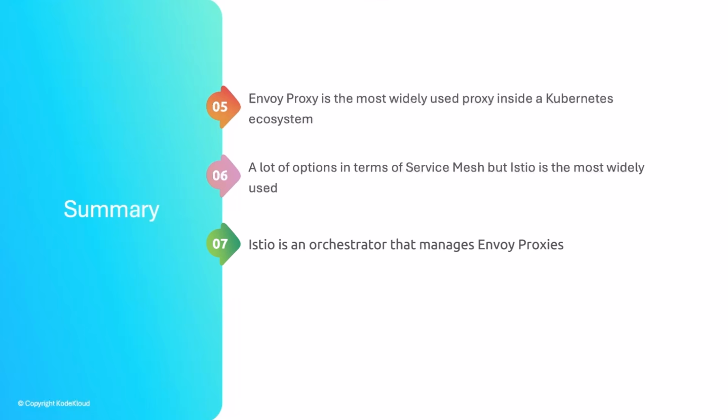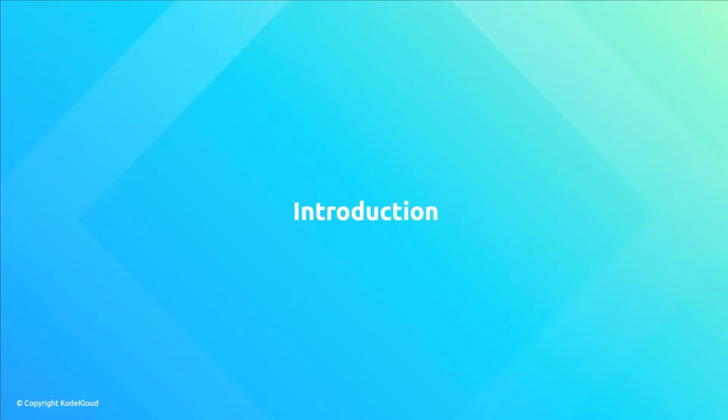Istio is what Kubernetes is to containers, an orchestrator that manages these Envoy proxies for us. And with that, we come to a completion of this section. I'll see you guys in the next section.